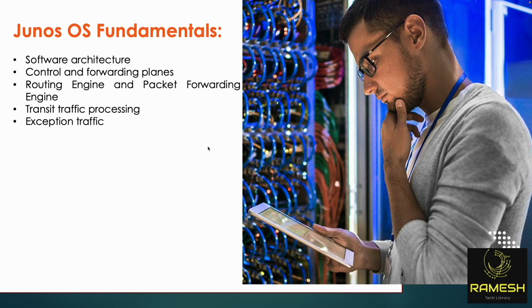Okay, so today we are going to discuss Junos OS fundamentals. In Junos OS fundamentals we are covering software architecture, the control plane and forwarding plane. Junos OS is developed based on the FreeBSD Linux operating system. If you are familiar with Linux commands, you will be more familiar with the Juniper CLI. We will learn what the control plane and forwarding plane are, and also what the routing engine and packet forwarding engine are. This is very important. And what transit traffic and exception traffic are. We can cover all these topics within 40 minutes.